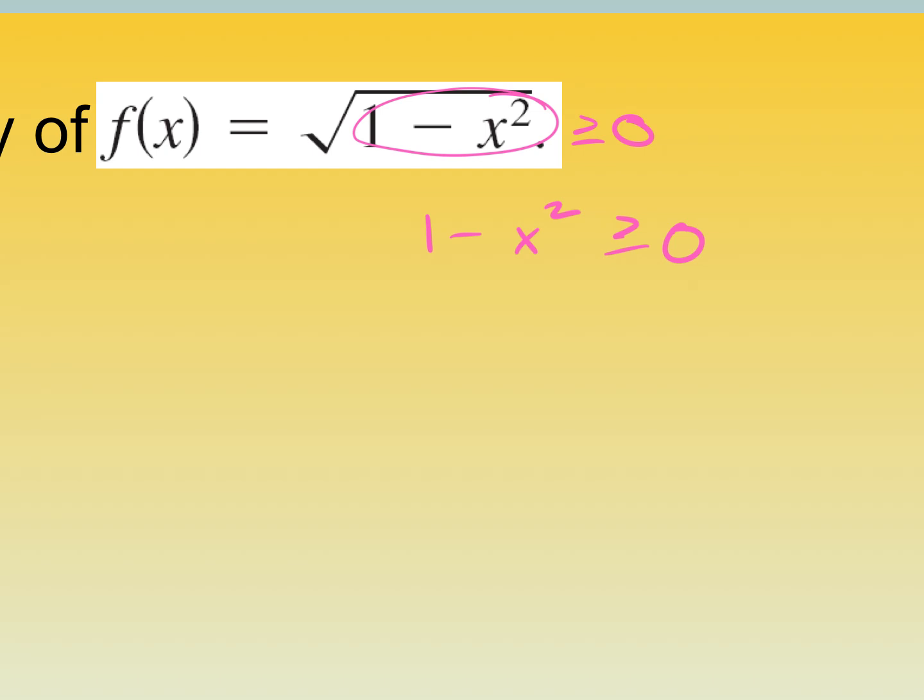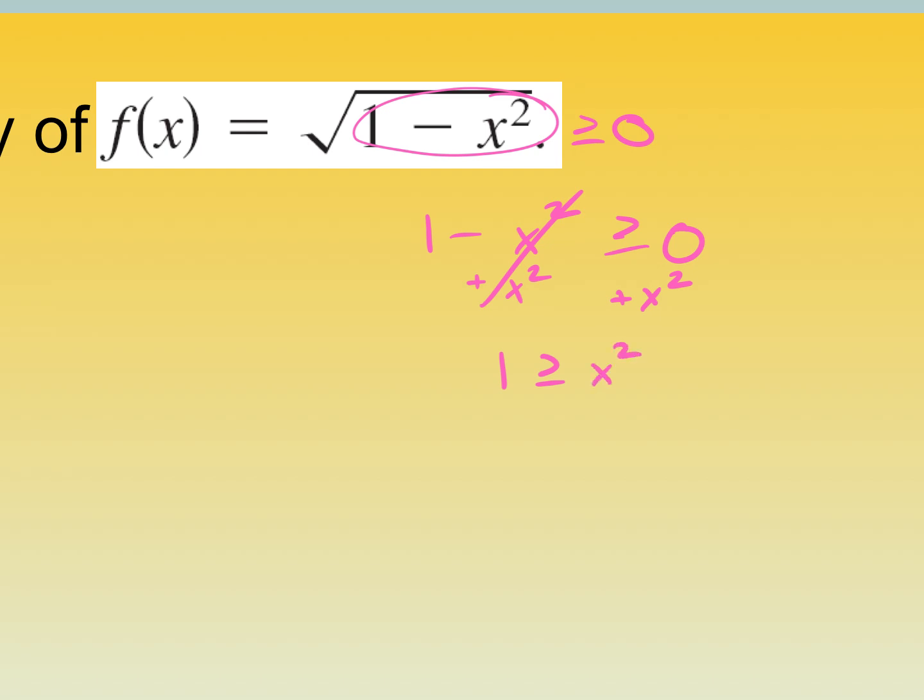We could do that, but instead of subtracting 1, it may be easier to add x squared. That way we don't have to divide by a negative. Because if we divide by a negative, remember you have to flip your inequality. So we can add x squared. We get 1 is greater than or equal to x squared.